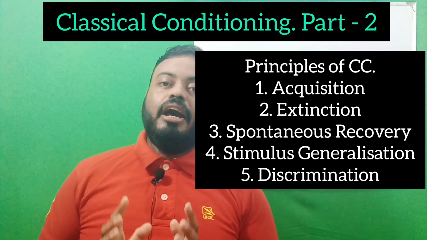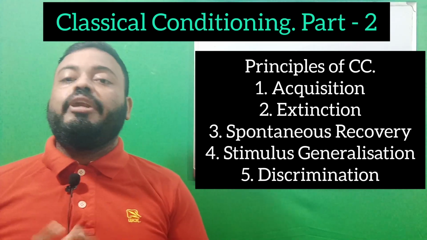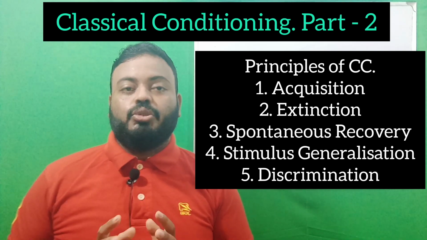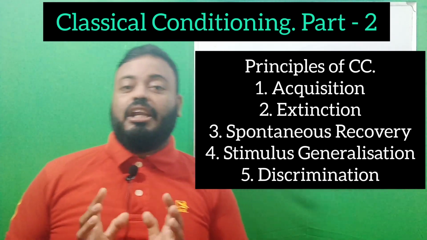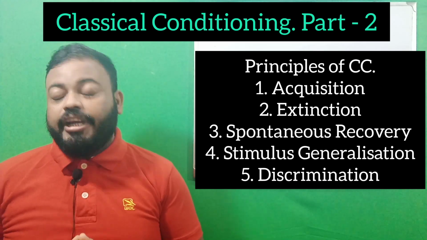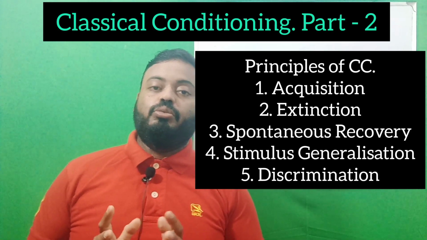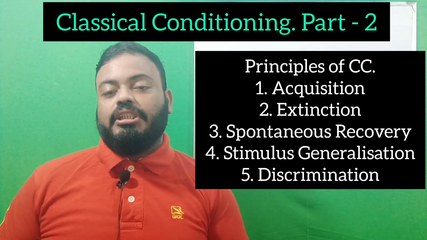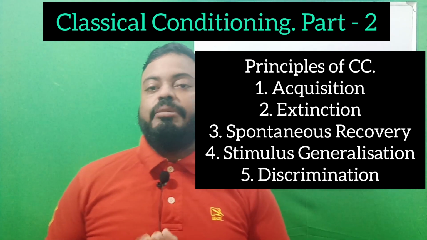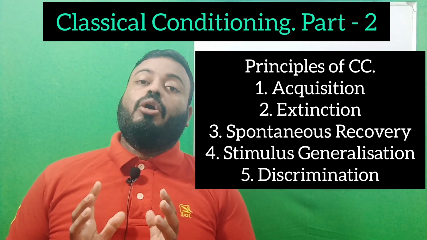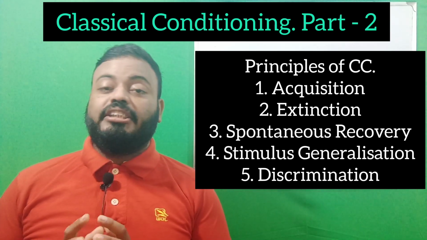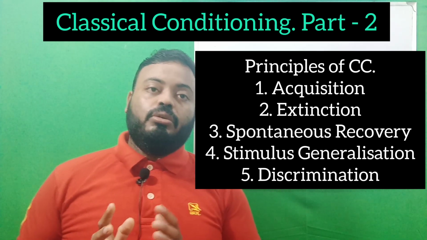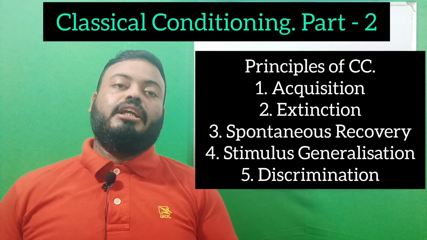Acquisition means learning to give a known response to a new stimulus, the neutral stimulus. So number two is extinction, which is the diminishing of the response that occurs when the CS no longer signals the impending US. So that is the number two principle of classical conditioning.